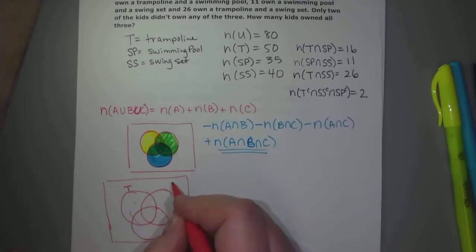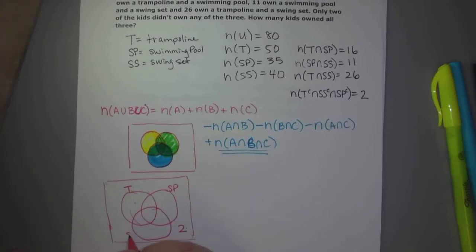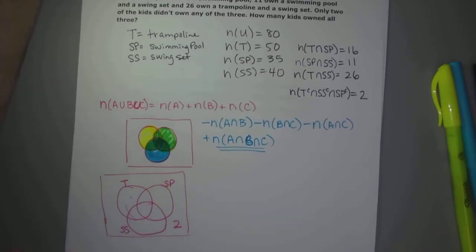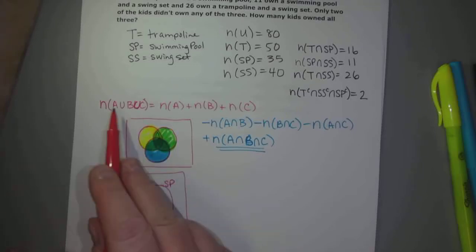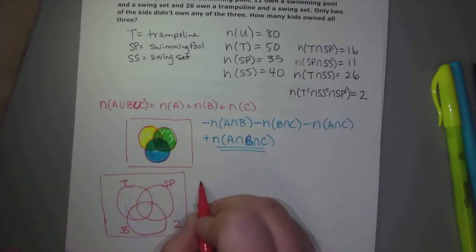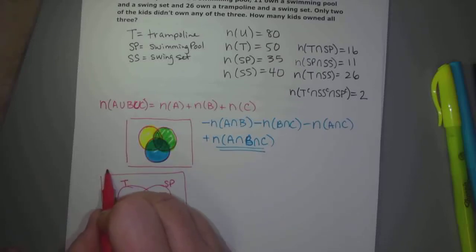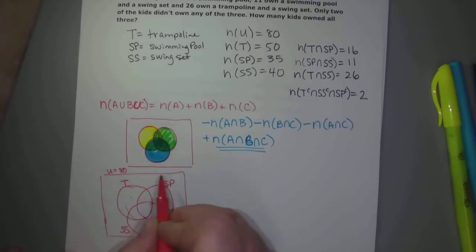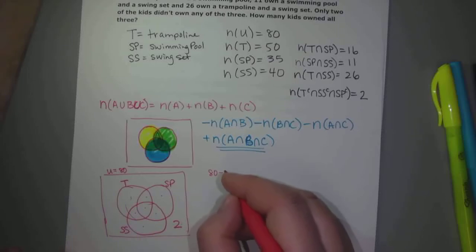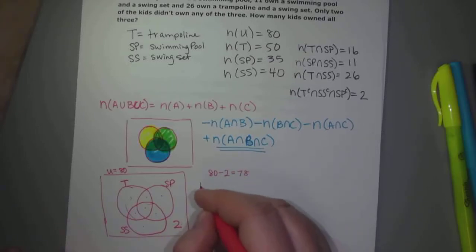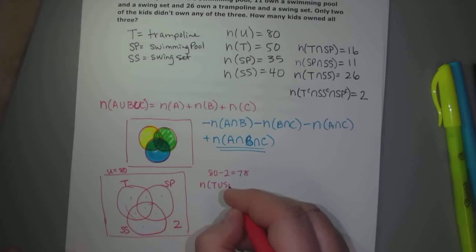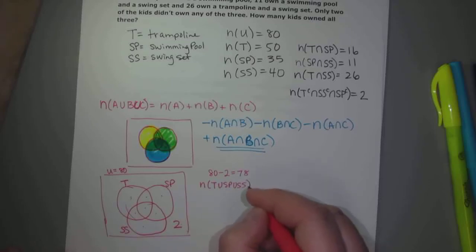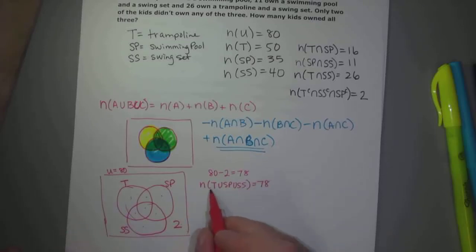So we're going to call this trampoline, swimming pool, and swing set. So what we need to do is find this very center, and then we can work our way out. So if we fill in this, we would know that this is 2. The whole thing, the whole universal set, adds up to 80. So all of these parts in here have to add up to 78. So T union swimming pool union swing set has to equal 78. That's the union.